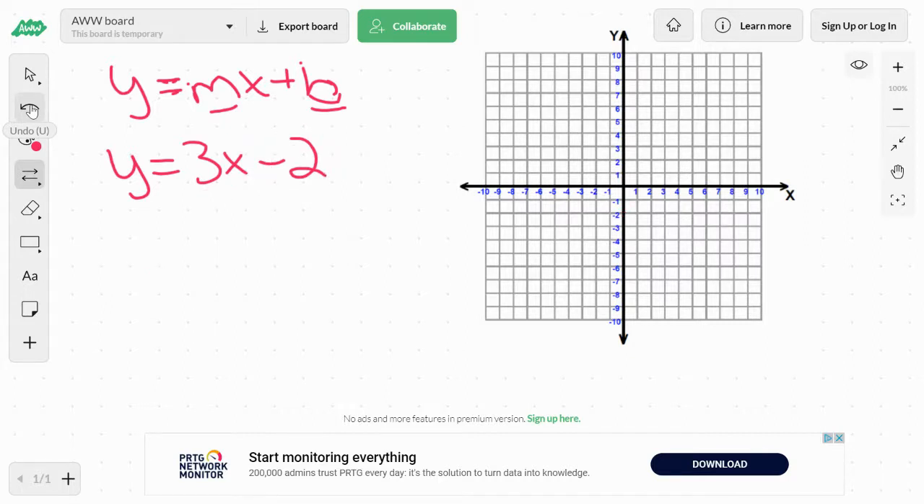So let's say my equation was instead negative 3. Oh, hold on. My equation instead was negative 3x minus 2. Well, in that case, my y-intercept would still be negative 2. I could still start here.